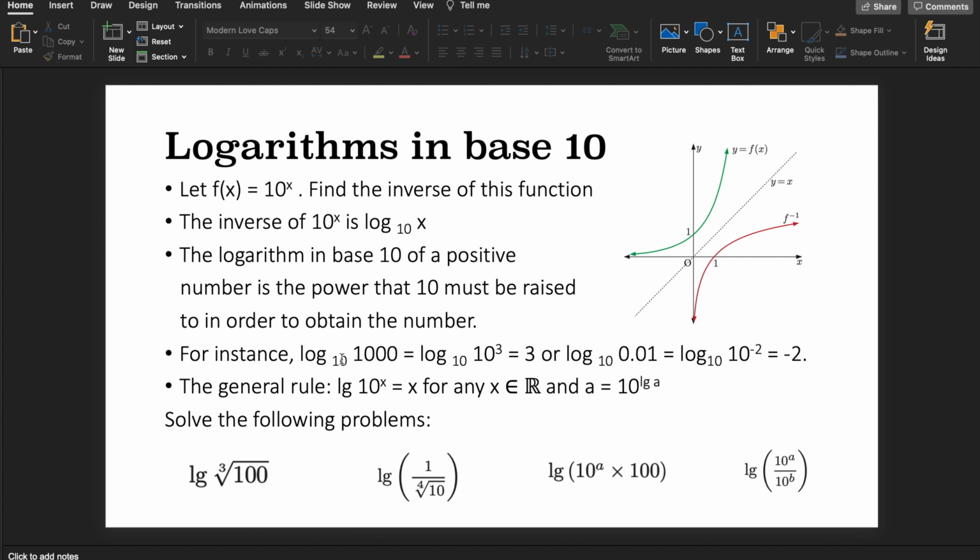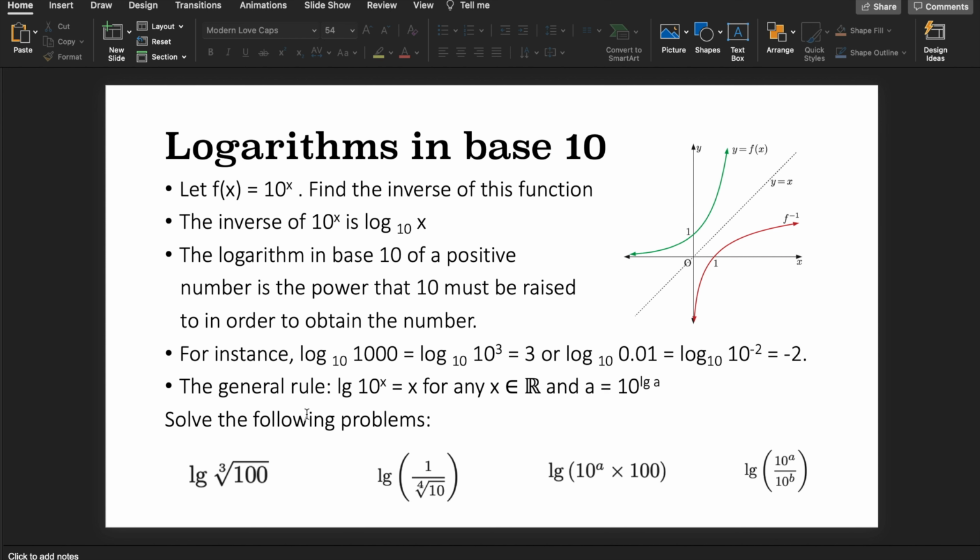So for instance, log of 1,000 base 10, we can rewrite 1,000 as 10 to the power of 3, and then this simplifies to 3. Similarly, we can write 0.01 as 10 to the power of minus 2, and if this number and the base are the same, then the answer is the power the number is raised to. It only works if these two are the same numbers. So hence, this is minus 2.